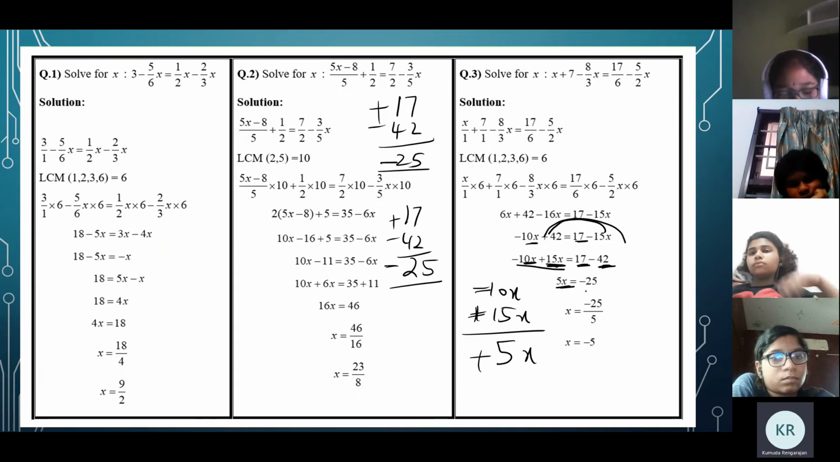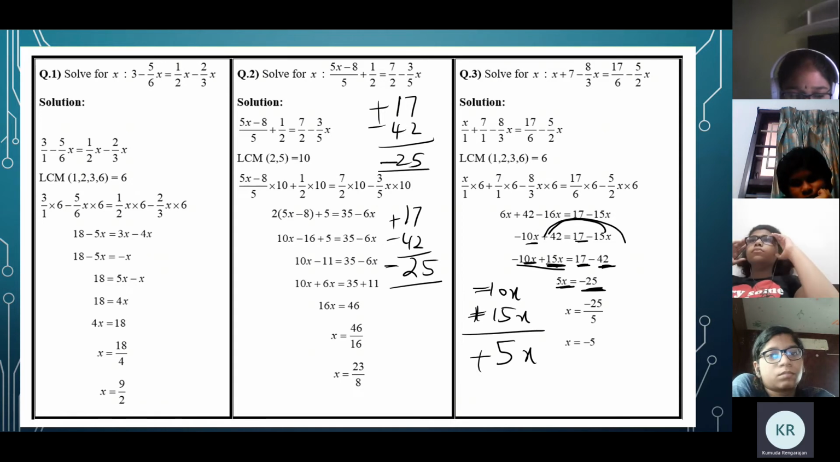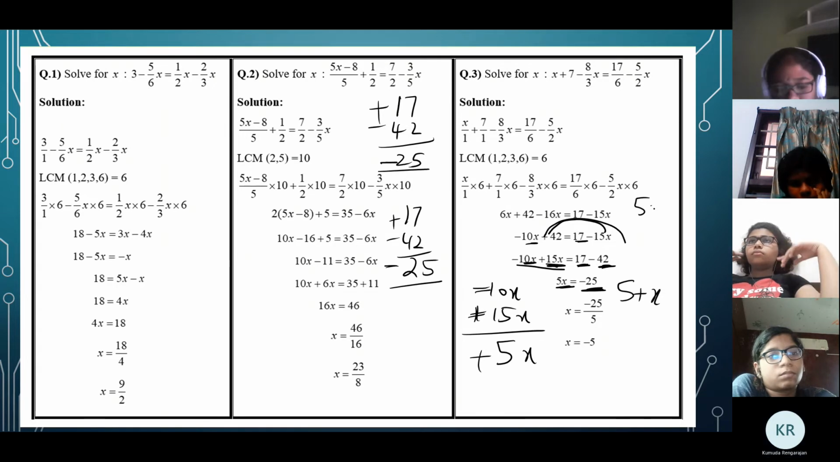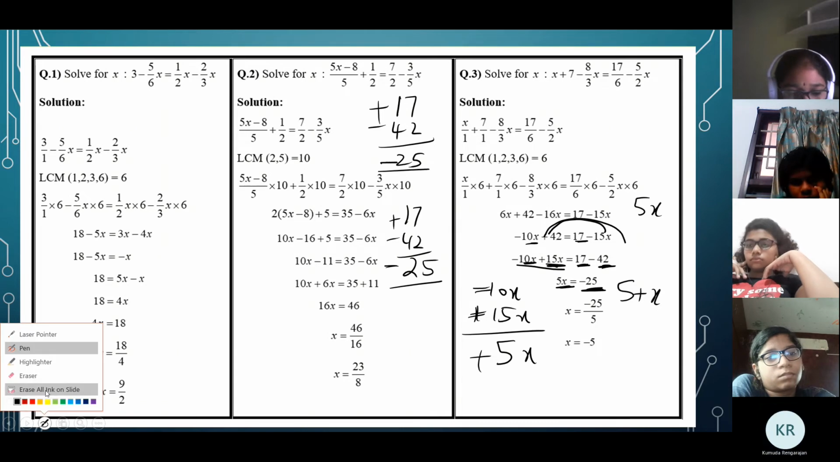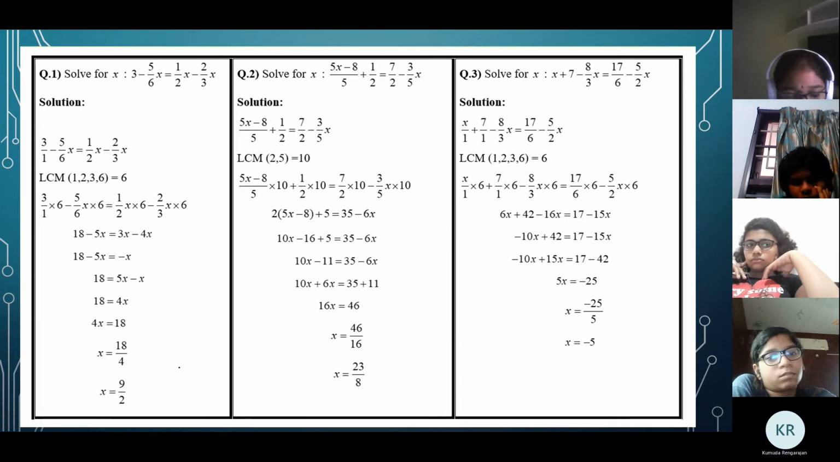minus 25. So x is equal to minus 25 by 5, because 5 and x are in multiplication. So when 5 is transposed, it goes for division. It's not 5 plus x, it's 5 into x. So it goes to the other side for division. X is equal to minus 25 by 5. X is equal to minus 5.